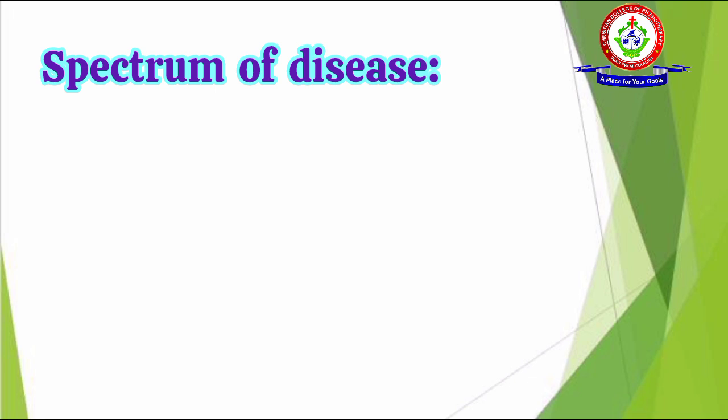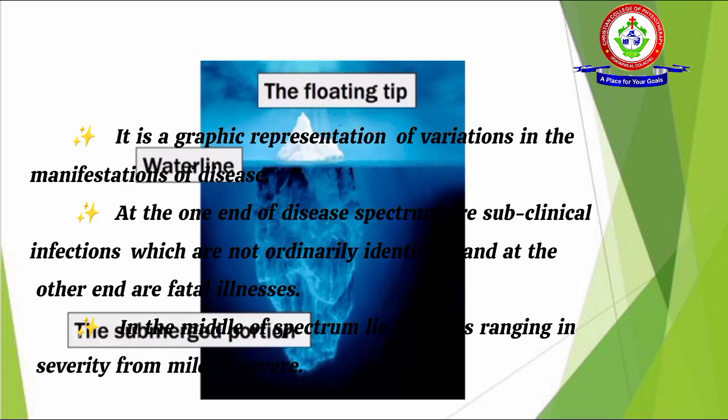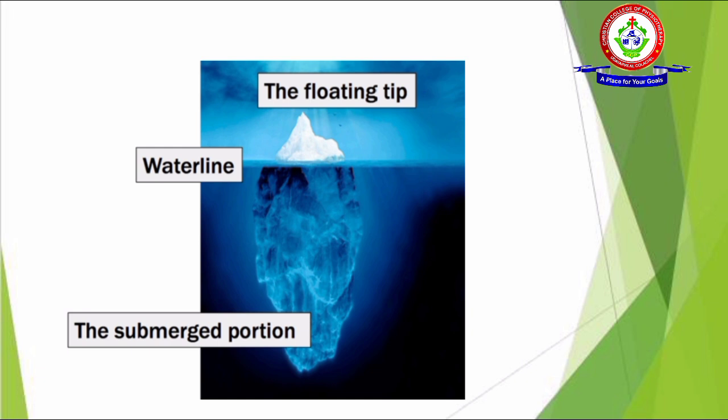And the next heading is spectrum of disease. It is a graphic representation of variation in the manifestations of disease. At one end of the disease spectrum are subclinical infections, which are not ordinarily identified, and at the other end is fatal illness. In the middle of the spectrum lie illnesses ranging in severity from mild to severe. These different manifestations are the result of individuals' different states of immunity and receptivity.